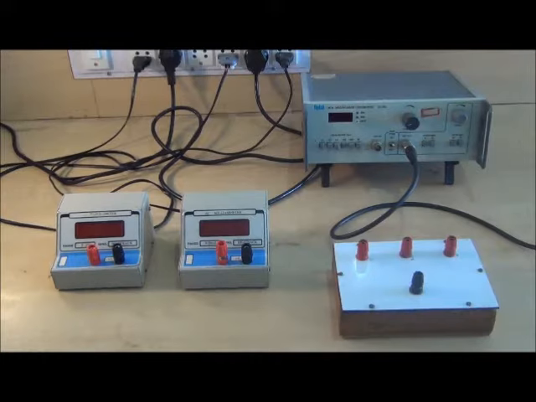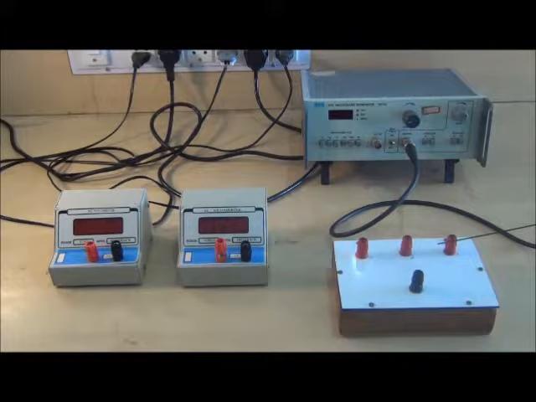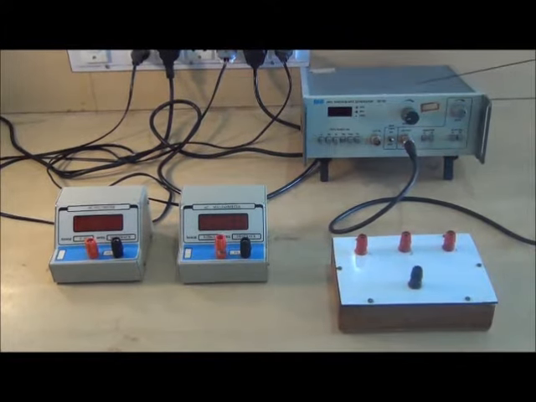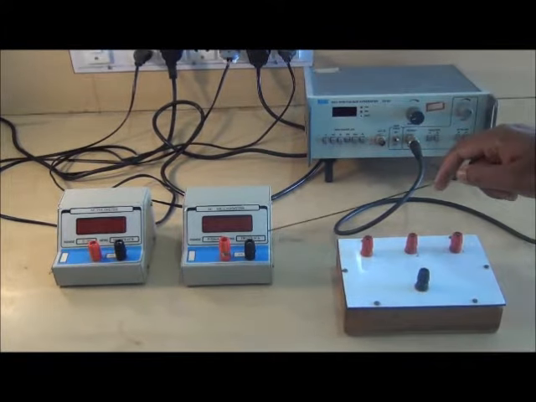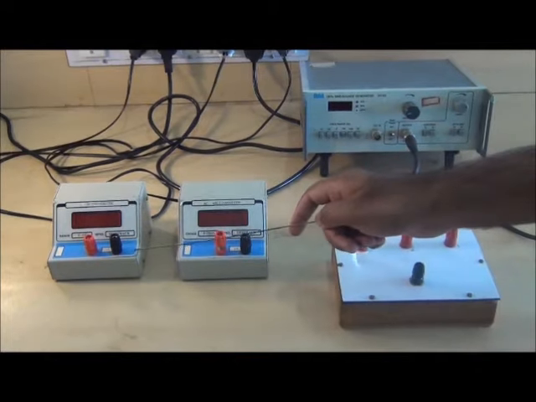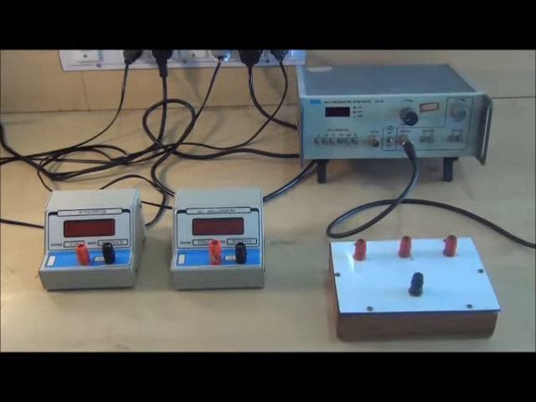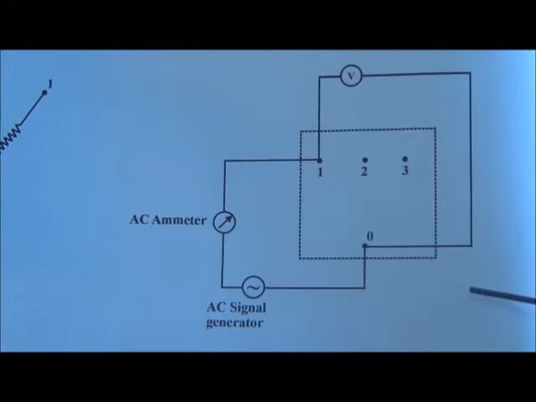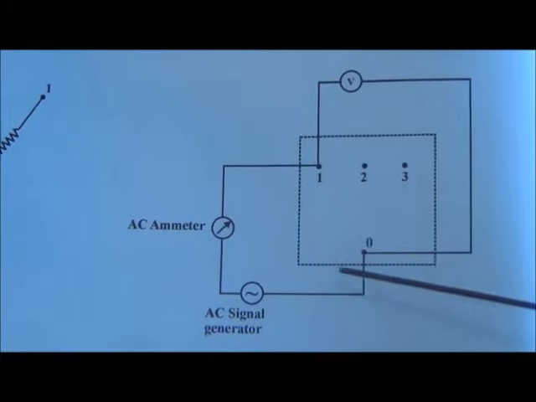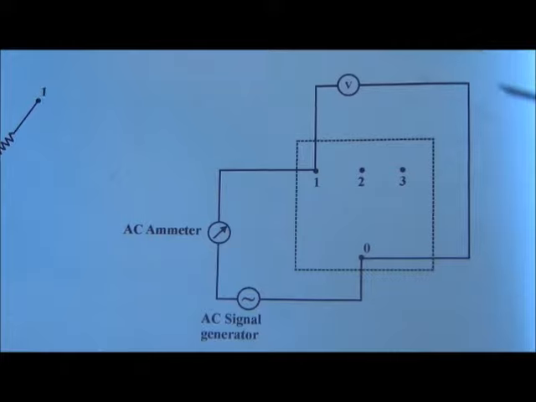Black box experiment. The aim of the experiment is to identify and measure the values of passive components L, C and R in the circuit. The apparatus required are a black box, signal generator, AC milliammeter and AC voltmeter, and connecting wires. The circuit diagram of the black box experiment indicates how the black box is connected in the circuit.